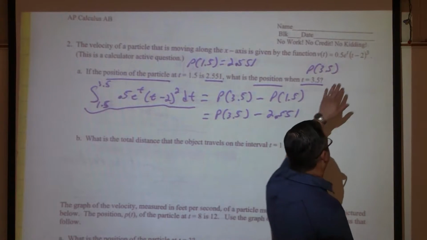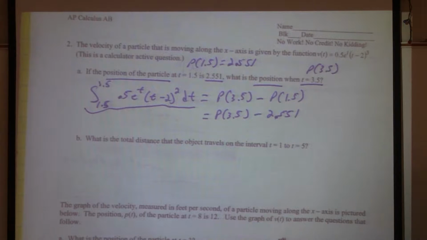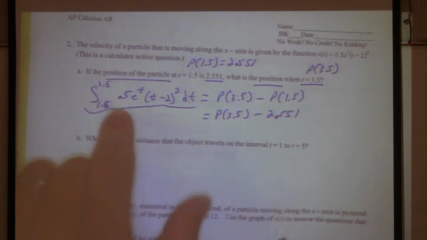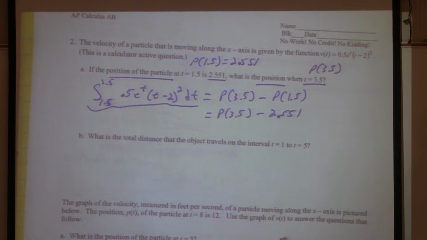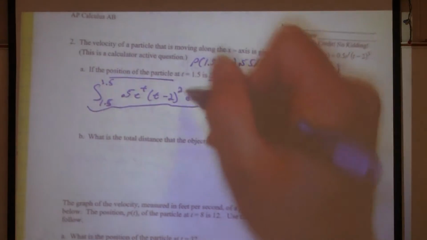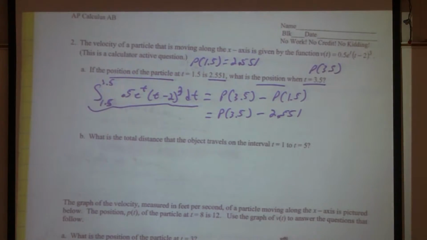You could type this in the graph and then use the bars if you want to. Or you can just type it all in, right? It's up to you. T minus 2 squared. No, it's cubed, right? Just kidding. I wrote it wrong.